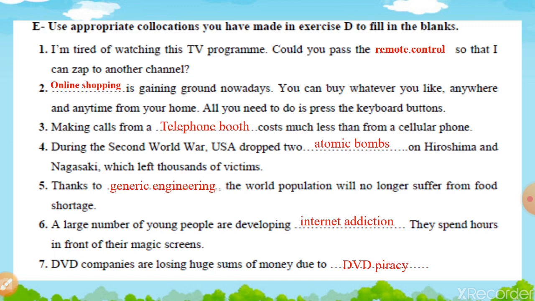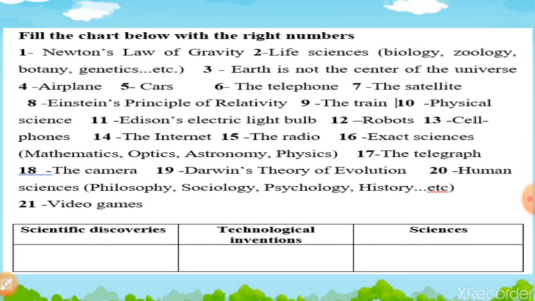Great. So it seems that you understood the words. That's a great job, guys. Great. We move to the next exercise. Fill the chart below with the right numbers. So here you have a set of words from 1 to 21, and then you just need to classify them in the table according to the right category. So here we have scientific discoveries, technological inventions, and then sciences. Take a few minutes again, try to do it.